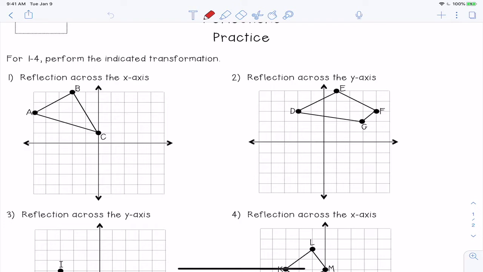So for number 1, we have a reflection across the x-axis. So remember, your x-axis is this line right here. So if we're reflecting on that, that means we need to move these points the same distance from the x on the other side. So C is 1 jump from the x, so C prime would be right here.